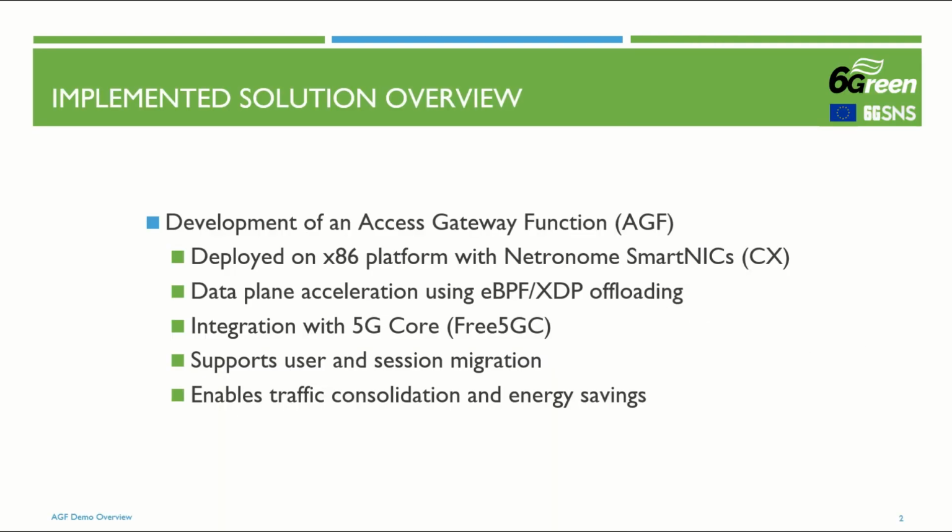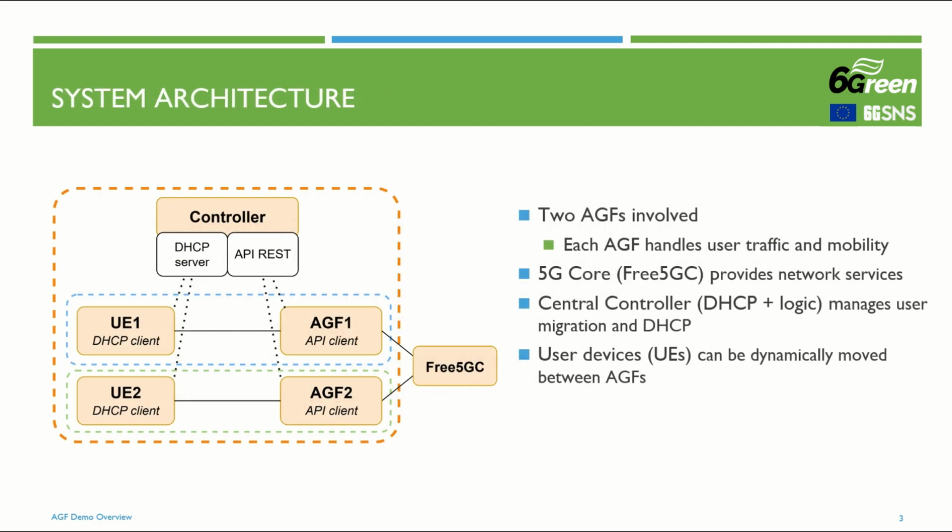The implemented solution centers on an Access Gateway Function, or AGF, deployed on a standard x86 platform equipped with Netronome SmartNICs. The data plane is accelerated using eBPF and XDP offloading, enabling high-performance packet processing at the edge. The AGF integrates with a 5G core using free5GC and supports two critical capabilities: user and session migration between gateways and traffic consolidation for energy savings.